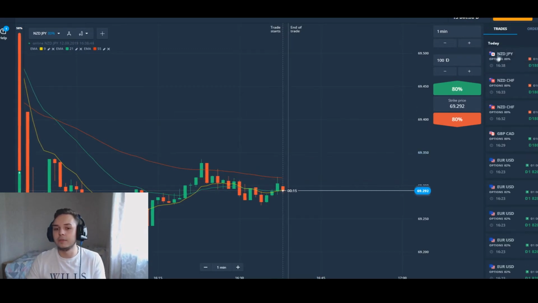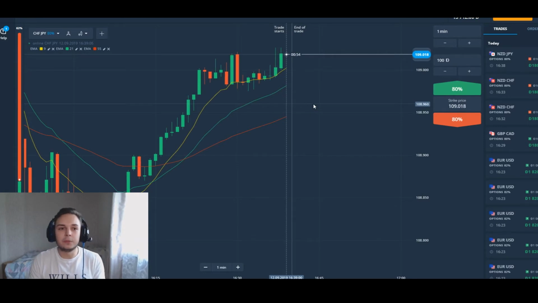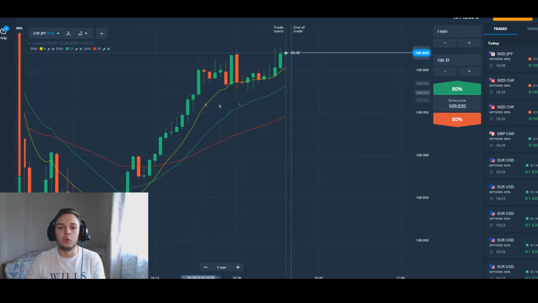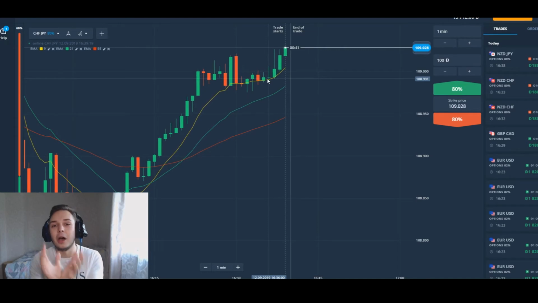As you can see, options, there we go, NZD JPY, a perfect trade. We're literally winning all our trades at the moment, so it's great. So look what's happening here, Swiss franc JPY. As you can see, the current trend is up because the red EMA line is below the two lower time frames, which means that there's pressure and volatility in the upwards direction.